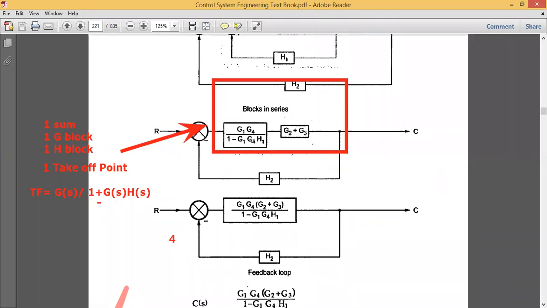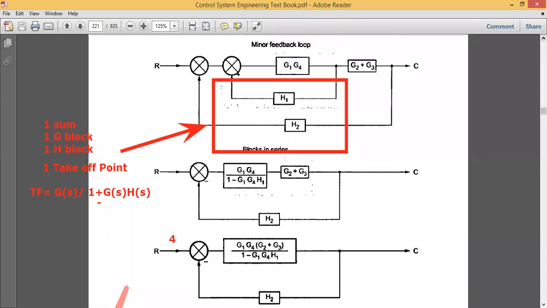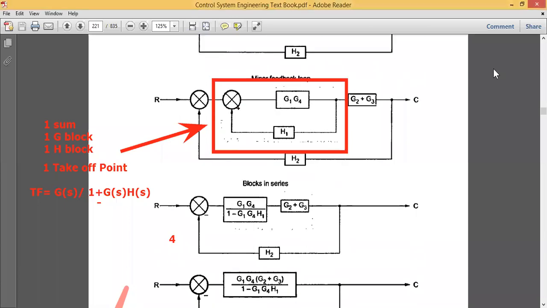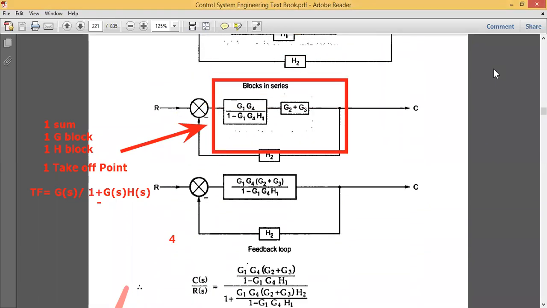Then again write a G block. What was your G block? G1 into G4 multiplied, then you write the H block. What is the H block? It was only H1. You can see here, it was only H1, so that is the reason I have written only H1. So this problem of the G block, or this minor loop, is solved. So this minor block, the square box you are seeing in the figure, is replaced by this block.